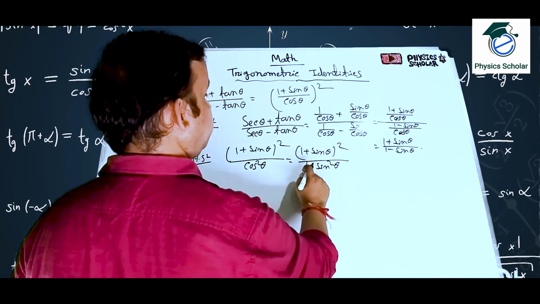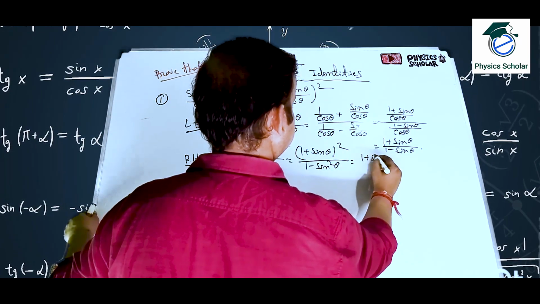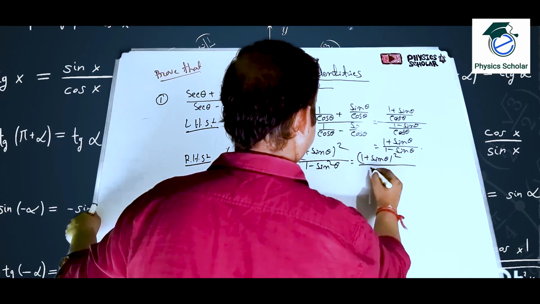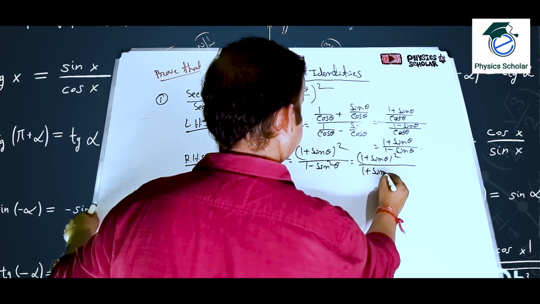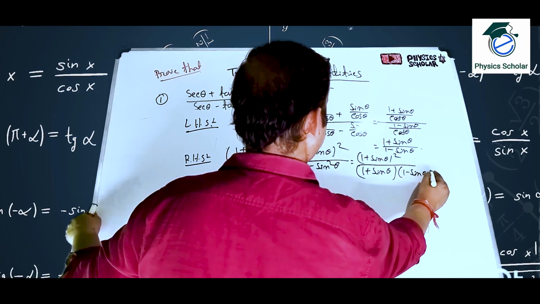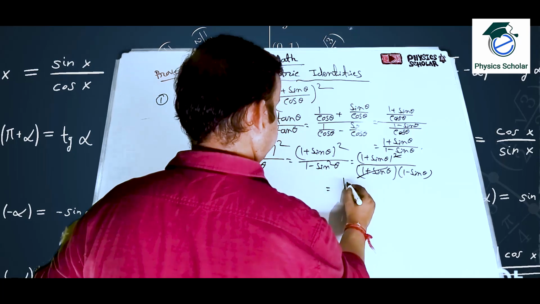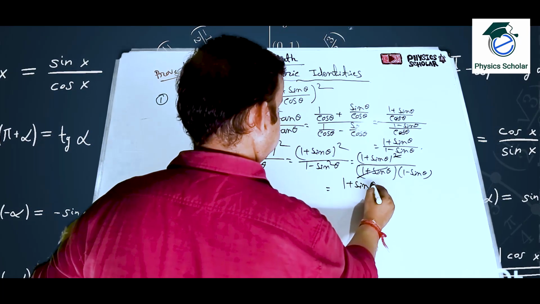So it is a square minus b square, and 1 square means 1 only. Clear? So what can you write? 1 plus sin theta whole square divided by a plus b into a minus b, the a square minus b square formula. So this and this will be cancelled. So as a whole, what can you write? 1 plus sin theta divided by 1 minus sin theta.